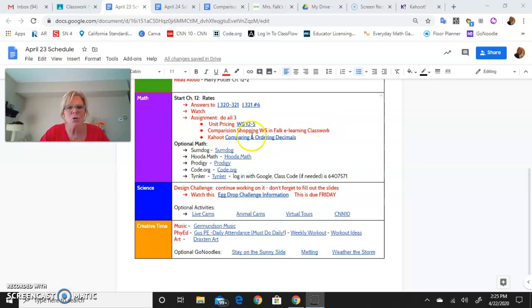And then I have a Kahoot here for you on comparing and ordering decimals. That is part of Unit 12 as well. So this is kind of a quiz today just to see where you're all at with these skills.